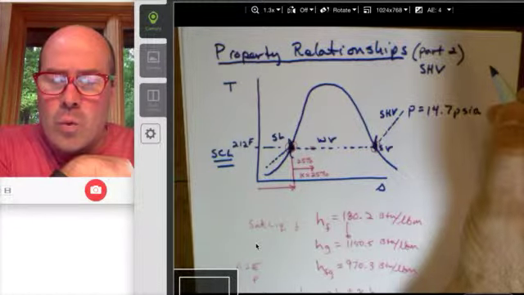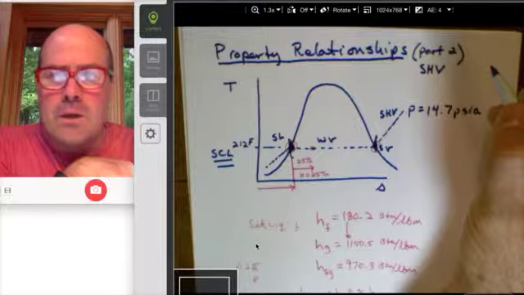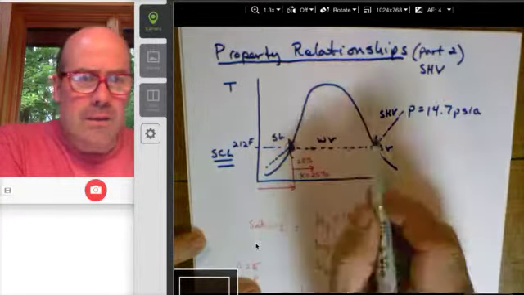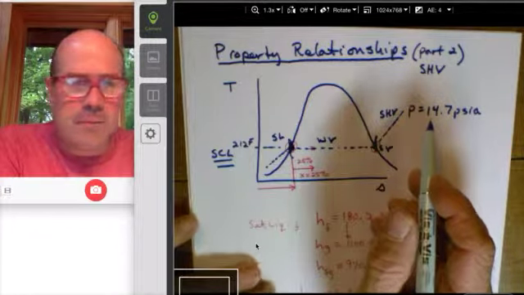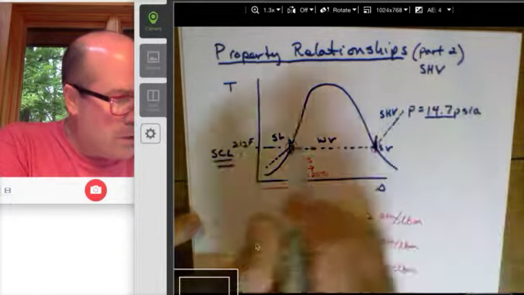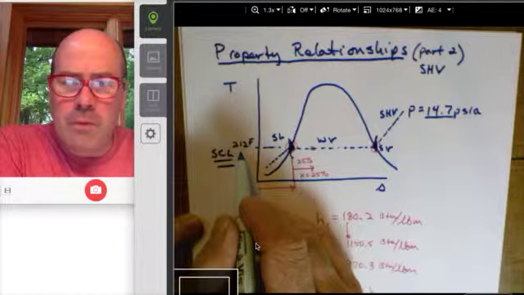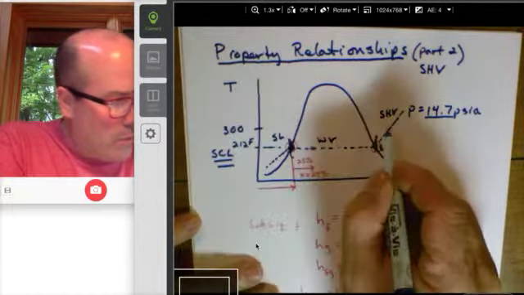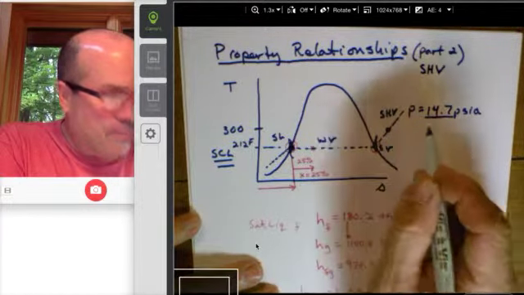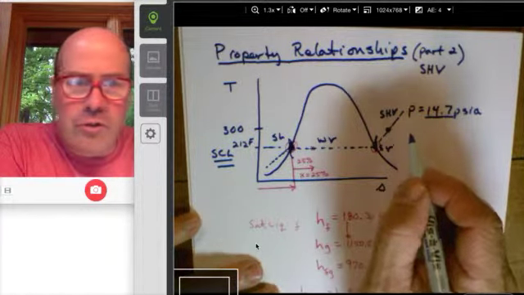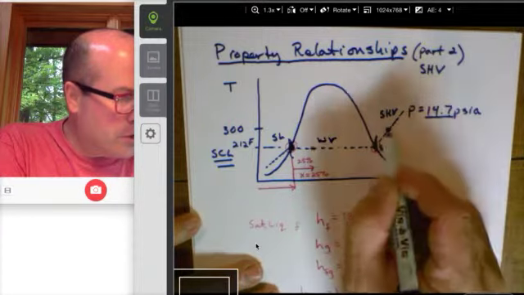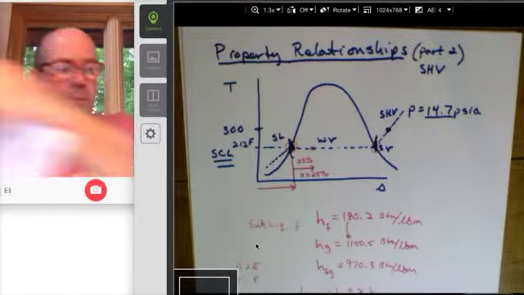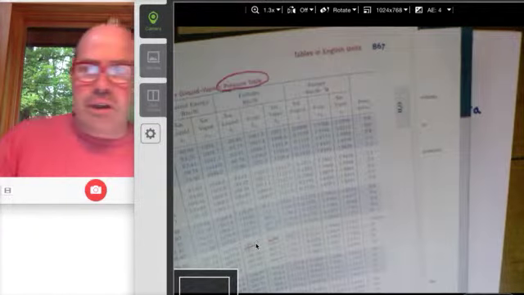And so we want to know, how would we find the properties of water? Stick with atmospheric pressure for a bit, but no longer at 212. What if it was 300 degrees? What if I wanted to find the enthalpy, how much energy there is in water at atmospheric pressure and 300 Fahrenheit? Well, the good news is there's a table for that.